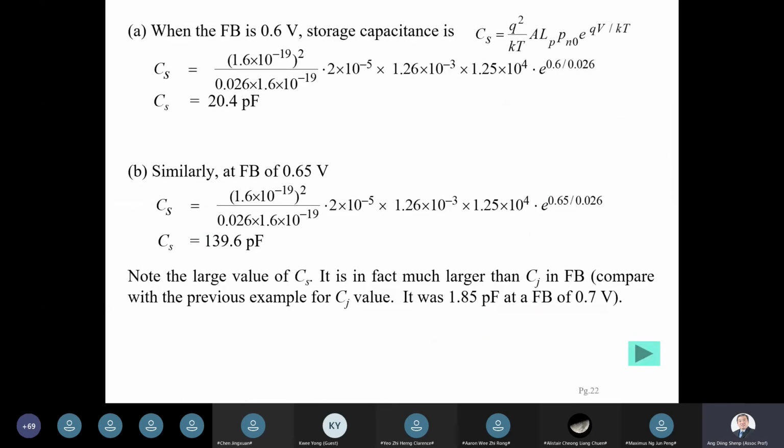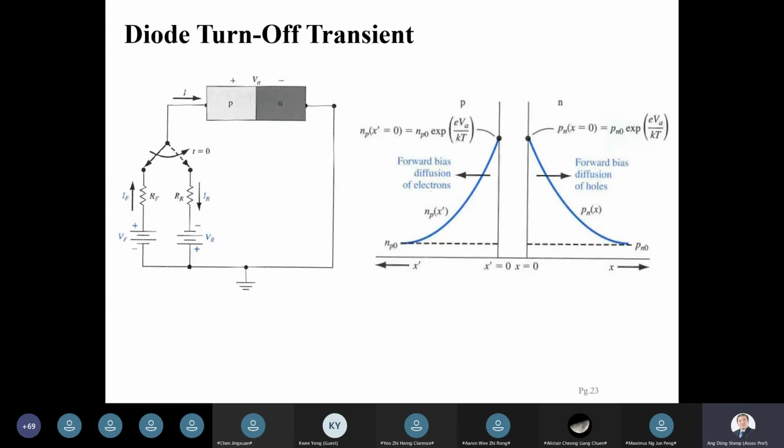Now at this point, I just want to give you one example to illustrate the importance of the storage capacitance, how it can slow down the turning off of the PN junction. This example will take about five minutes. So with that, I think we can finish almost on time for today.